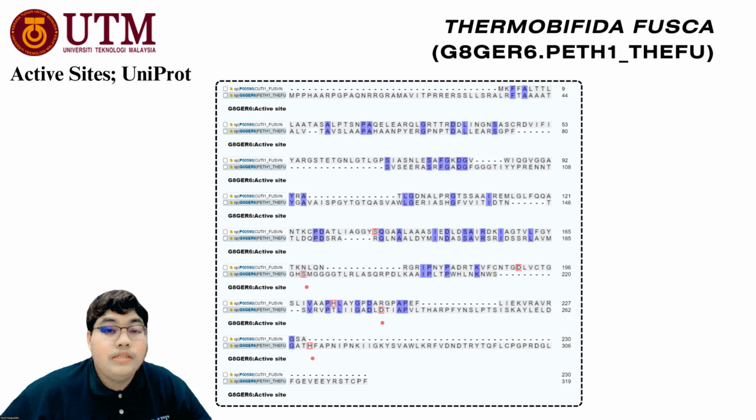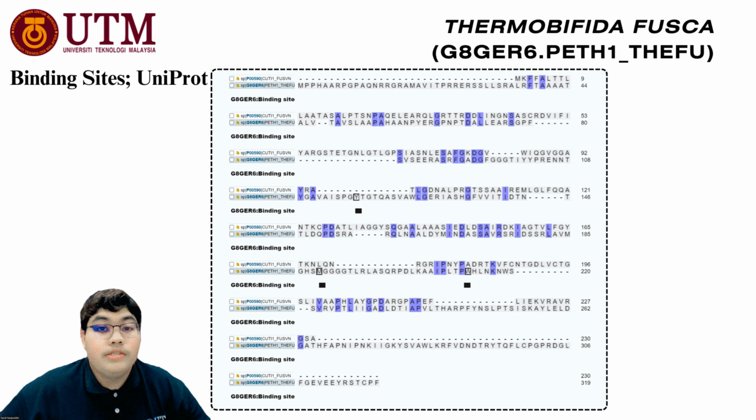The next focus is the active sites within these amino acid sequences. In the diagram, the letters marked with red squares and dots indicate the active sites of Thermobifida fusca, showing that several active sites are present in this bacteria, while the black squares in this slide indicate their binding sites.